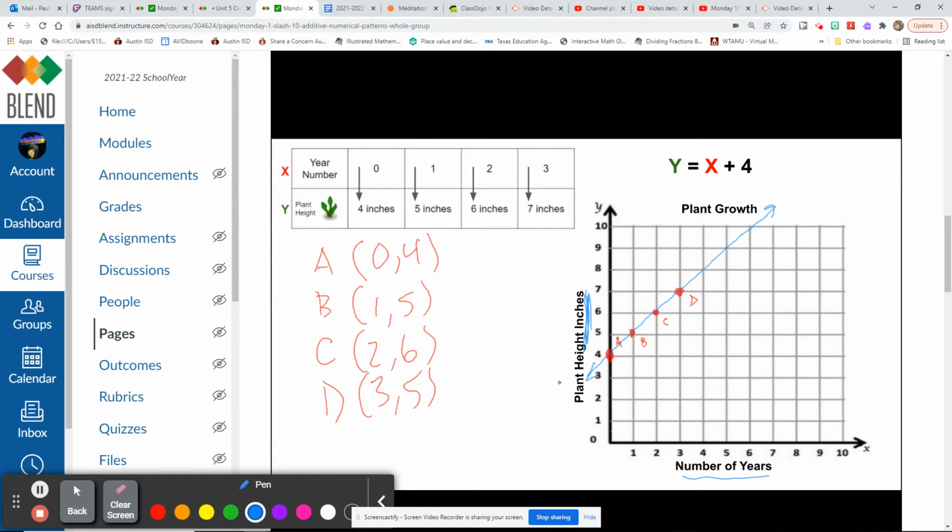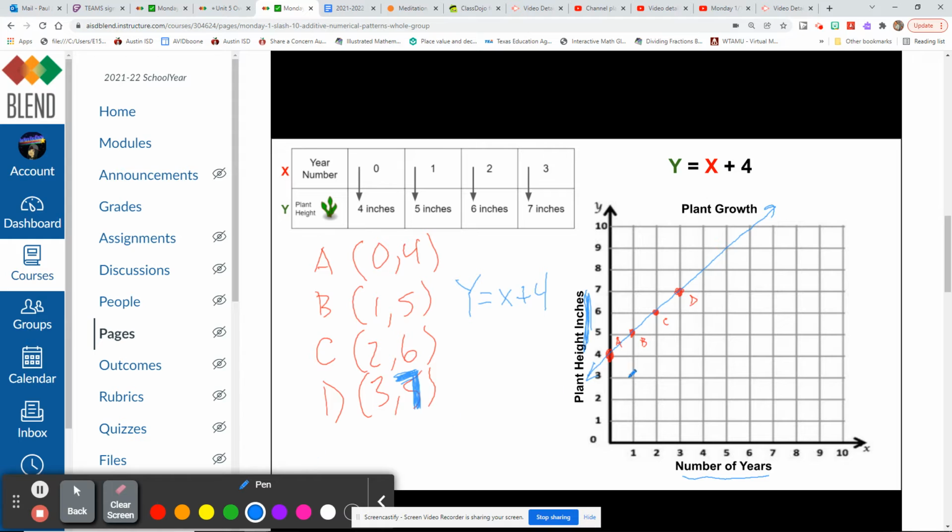In 1 year, it was 5 inches. 2 years, it was 6 inches. 3 years, it was 7 inches. Remember, our formula is y equals x plus 4, because whatever our x value was, plus 4 equals y. 0 plus 4 is 4, 1 plus 4 is 5, 2 plus 4 is 6, 3 plus 4 is, oh, I messed that one up. That should be a 7. Sorry for making that mistake. If anyone was confused, I can understand why. Our last point was (3, 7). So that's why it ended up there, and I have no idea how I wrote 5, but I did.